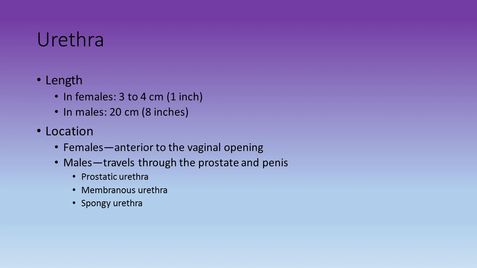Because the urethra is much shorter in females, that is the reason why urinary tract infections, especially bladder infections, are much more common in females than they are in males. There's less distance, say for a bacteria, if it's going to travel up the urethra. It doesn't have as far to go in a female than it does in a male. Whereas the urethra located in females, it's anterior or in front of the vaginal opening. In a male, it's going to travel once again through the penis.